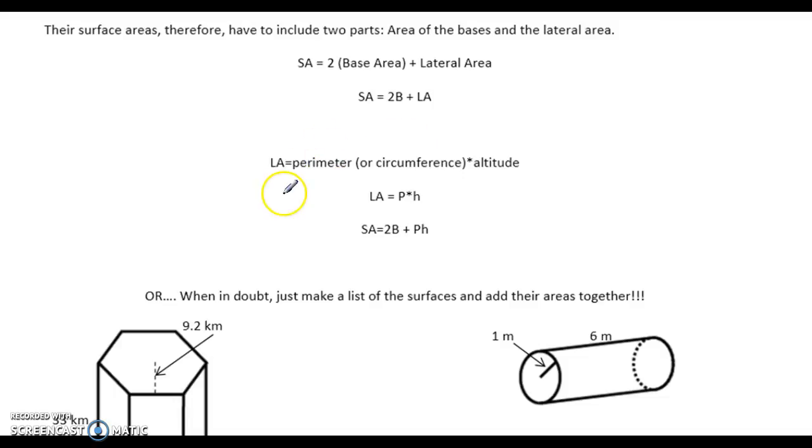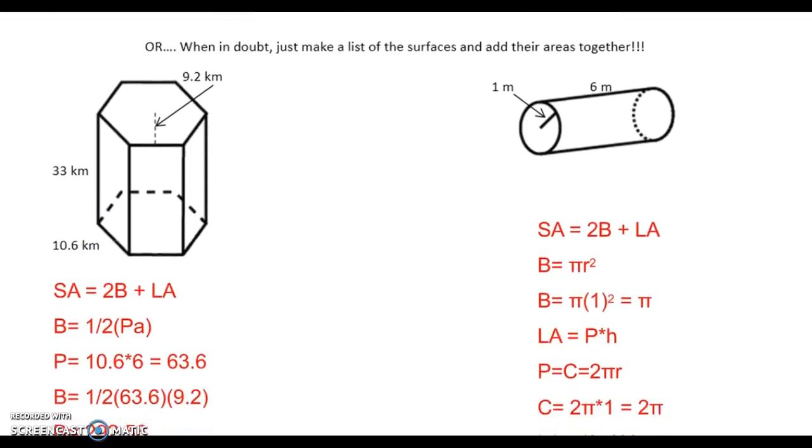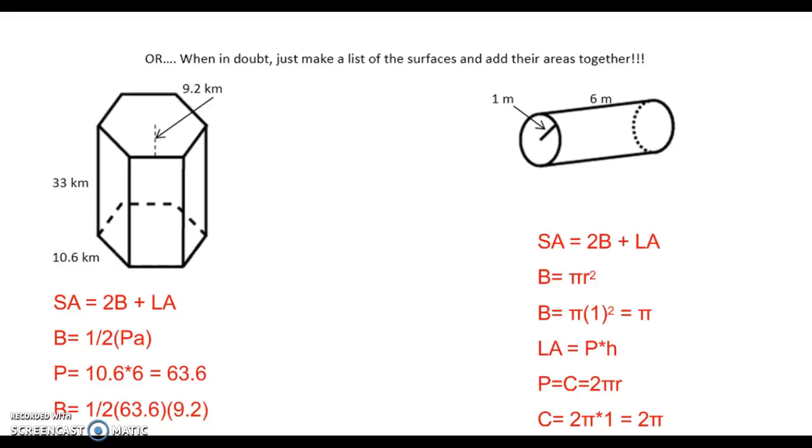Well, lateral area is always going to be the perimeter or circumference times the height or altitude. So LA equals P times H, and so my surface area is just 2B plus PH. Or again, when in doubt, just make a list of all the surfaces and add their areas together. So if you forget that formula, it's okay. You can still find surface area. It just is going to take you more time.